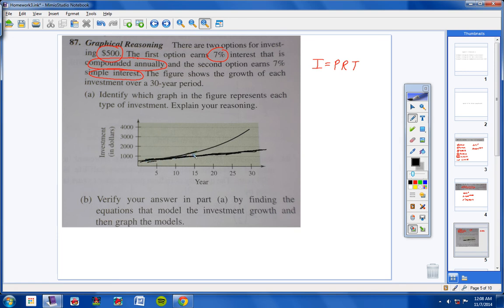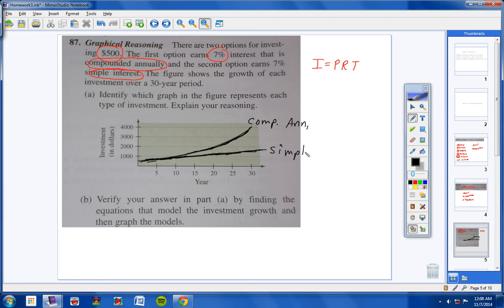So it's going to increase quicker and get more money quicker. So when it says identify which graph represents each type of investment, this black line here that's taking off like this, that's going to be the compounded annually. And the straight line here is going to be your simple interest.